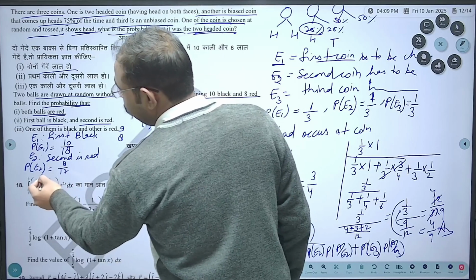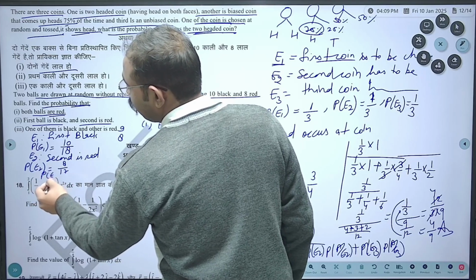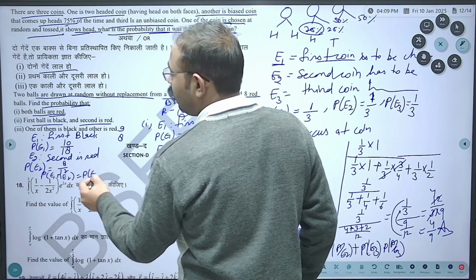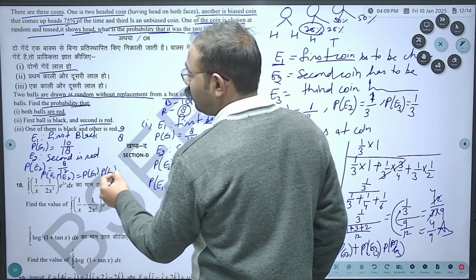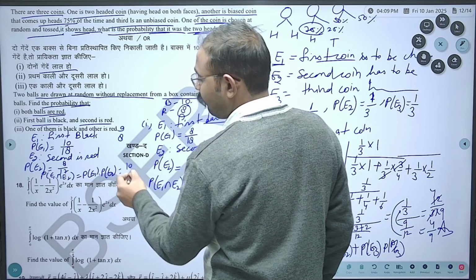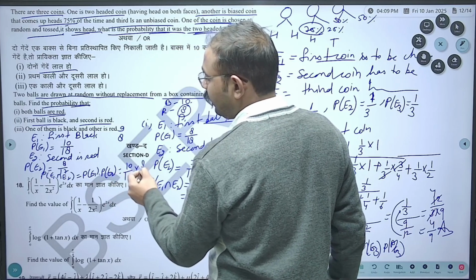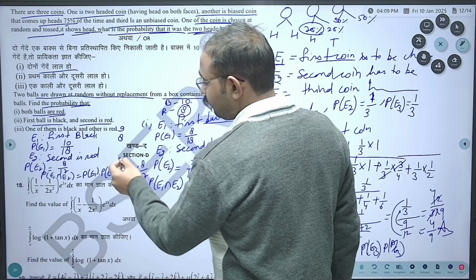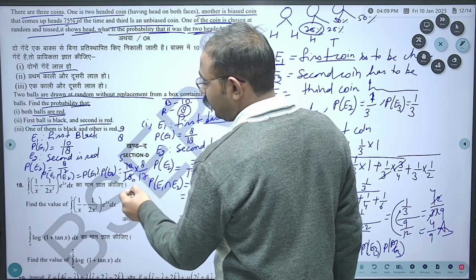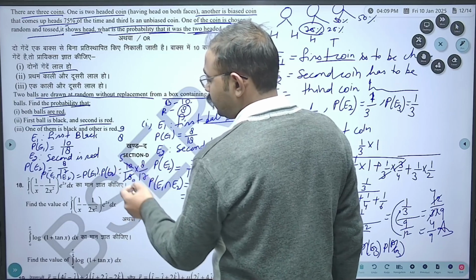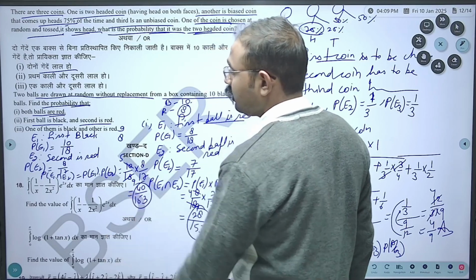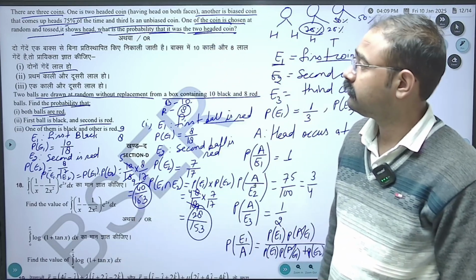And both are independent events, then E1 intersection E2 will be P(E1) times P(E2). So 10 upon 18 multiplied by 8 upon 17. 2 5s are 10, 2 9s are 18, 8 5s are 40, 17 9s are 153. This is our answer.